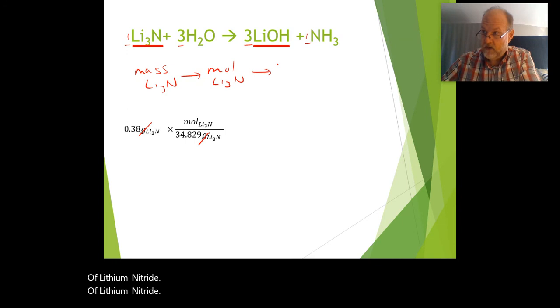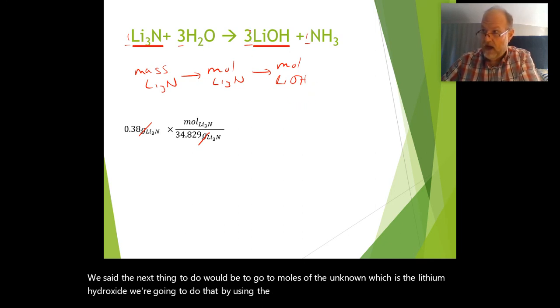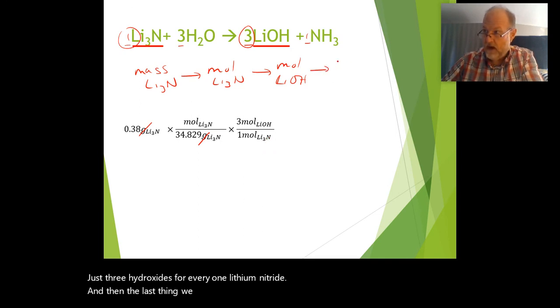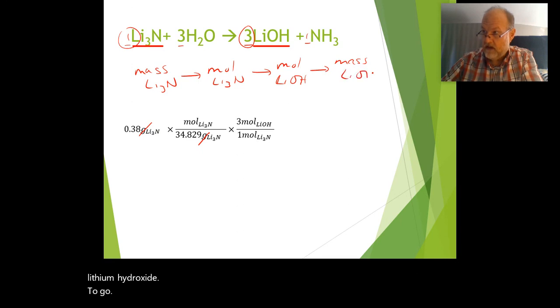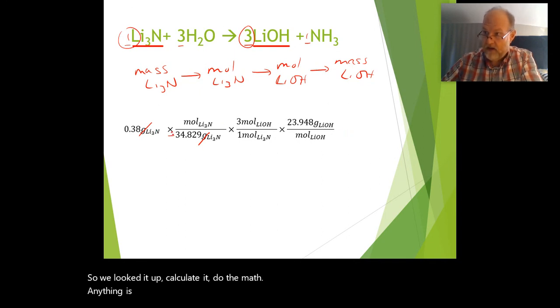We said the next thing to do would be to go to moles of the unknown, which is the lithium hydroxide. We're going to do that by using the balanced equation, looking at the comparison of the 3 to the 1. There's 3 hydroxides for every 1 lithium nitride. And then the last thing we said we need to do is use the molar mass of lithium hydroxide to go to the mass of lithium hydroxide. So we look that up, calculate it, do the math. Anything that's in the denominator, just divide by it. Anything that's in the numerator, multiply by it.